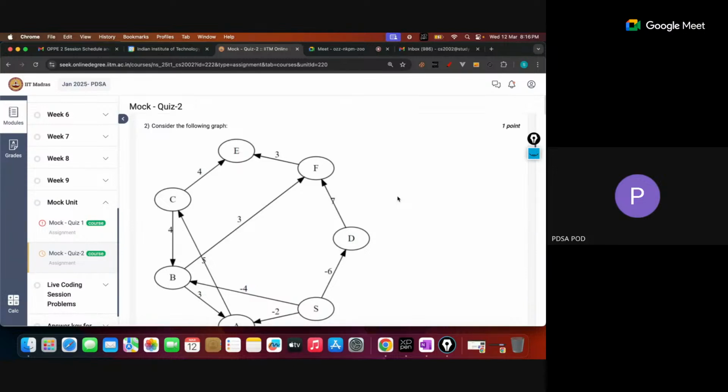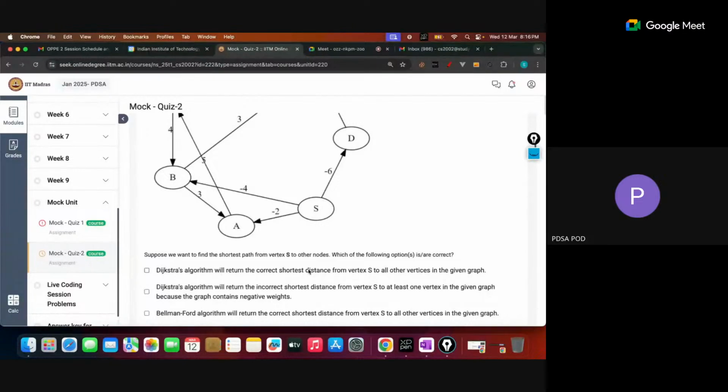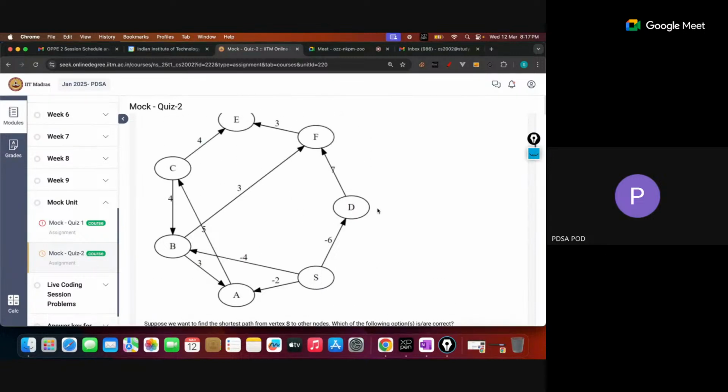Question number 2 asks: suppose we want to find the shortest path from the source vertex S to other nodes. So definitely it's a single source shortest path, is it right? Because S is fixed as the source. This is the source. Is it right? Yes.